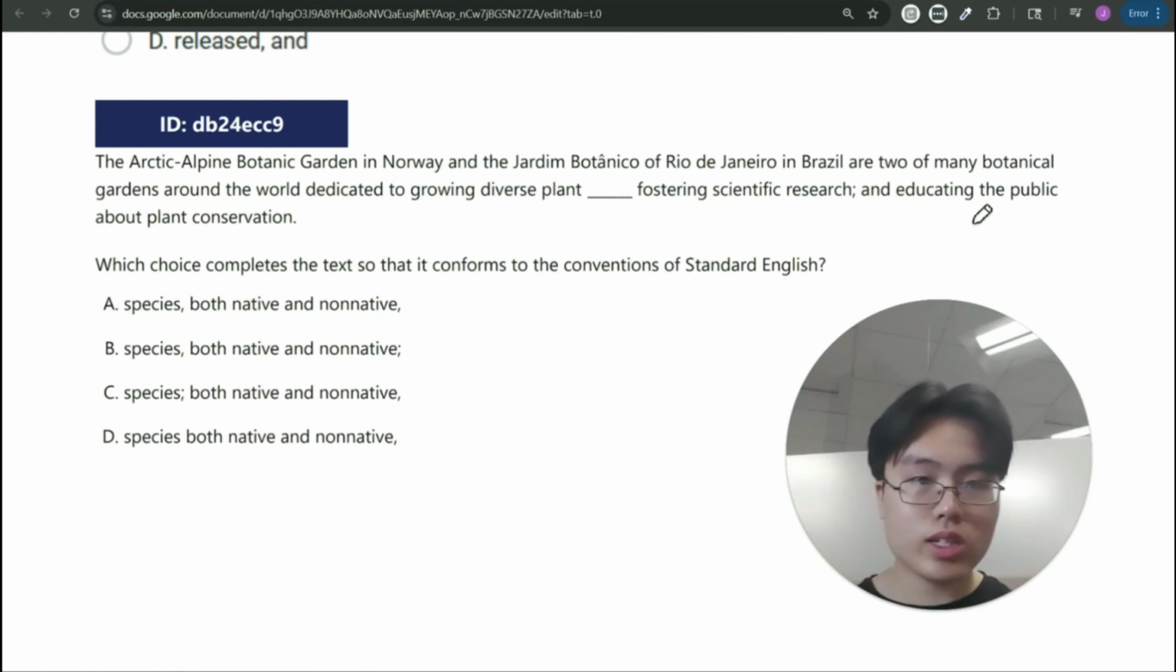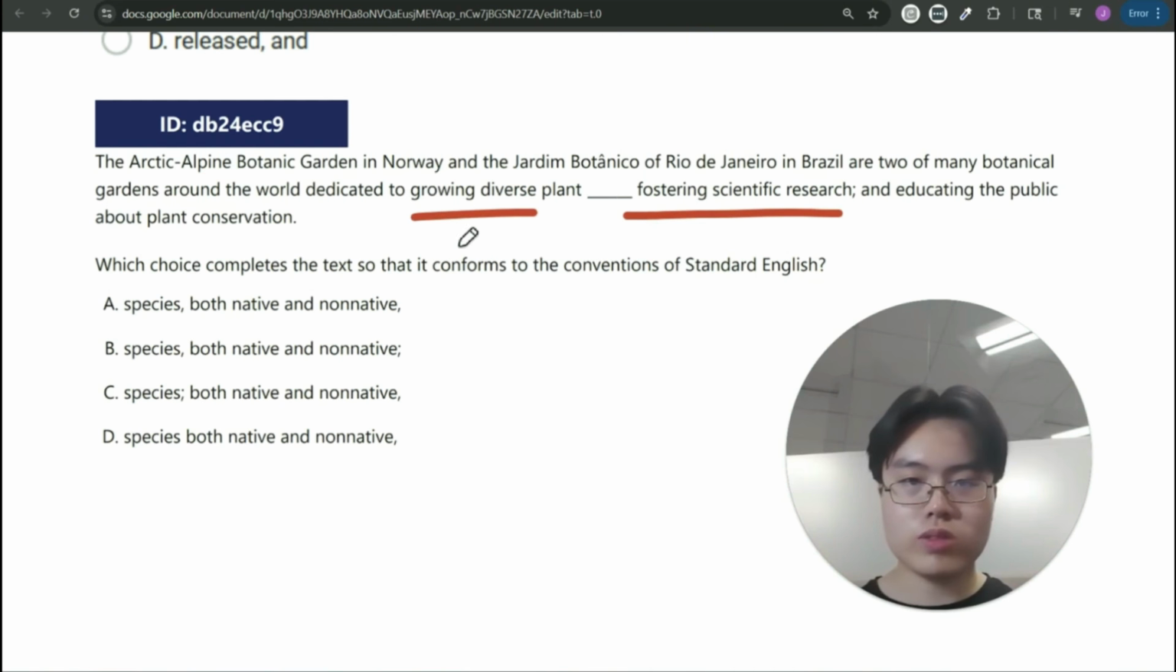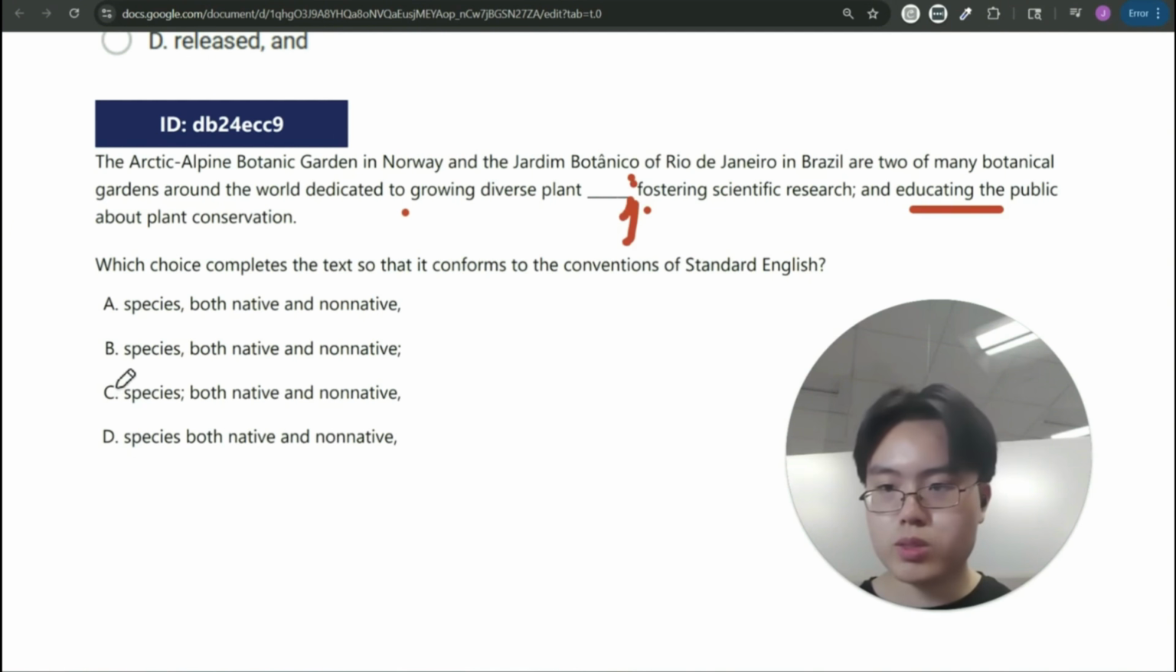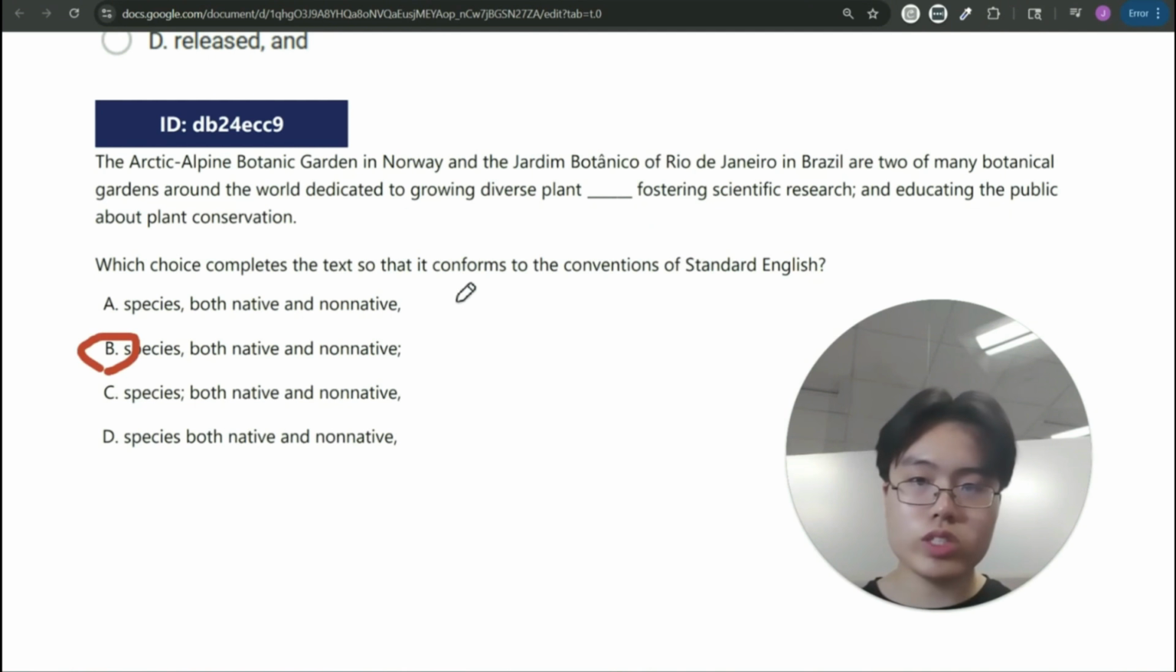You read this, educating the public about plant conservation. Let's go to the next item. Fostering scientific research, growing diverse plant species. They all start with ing verbs. I think it's pretty clear then that we should put a semicolon right here, because this one starts with an ing verb, so all of these should start with ing verbs. We should put a semicolon right there. Okay, which answer choice does that? It's B.